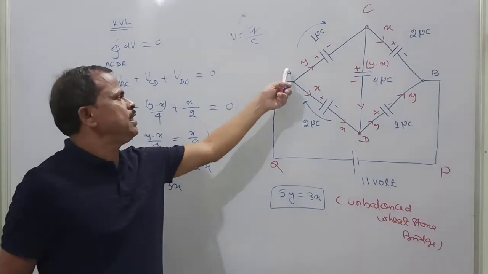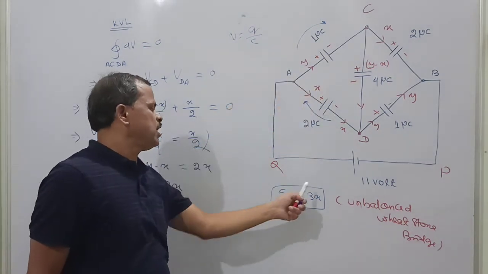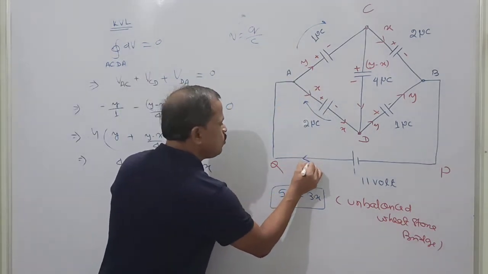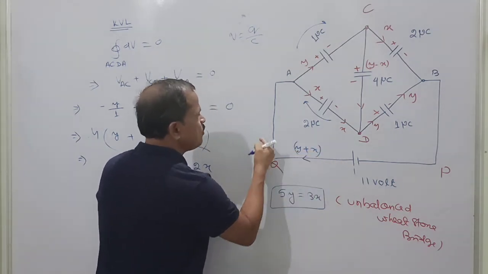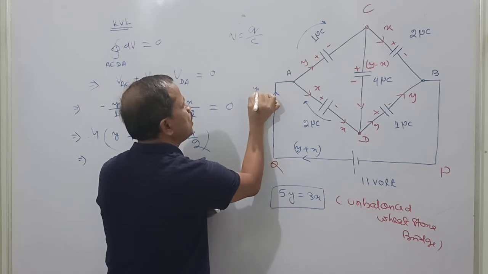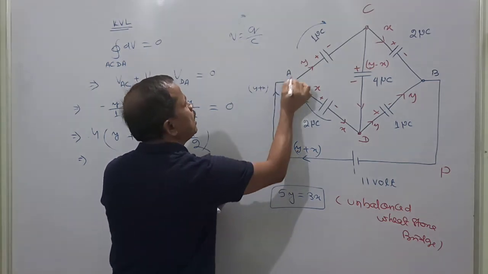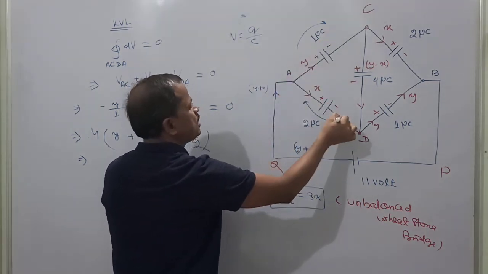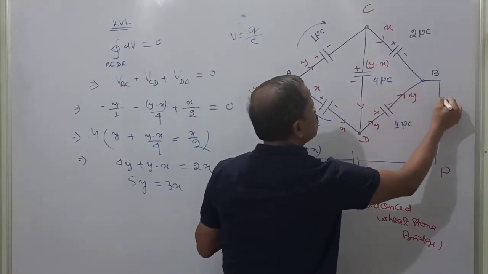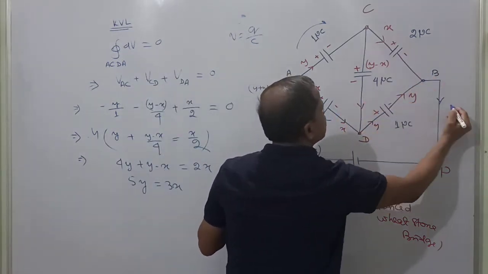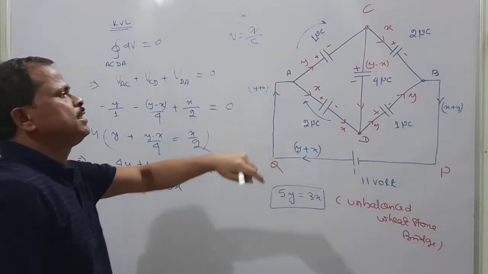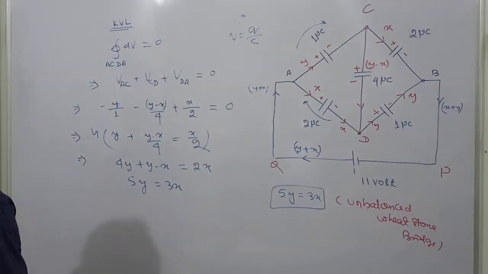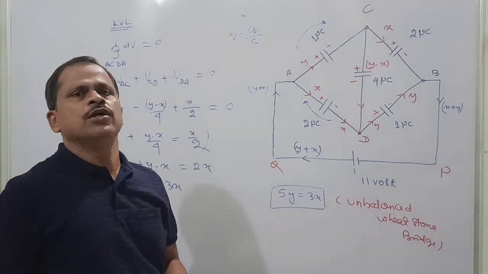The charges y and x are such that 5y is equal to 3x. Now how much charge is flowing here? That is y plus x. Along this line, y plus x charge is reaching here: along this path y, along this path x. Again, when you reach here, how much charge will come out? x and y, equal to x plus y. This is how charges are distributed, and the relation between x and y is obtained.